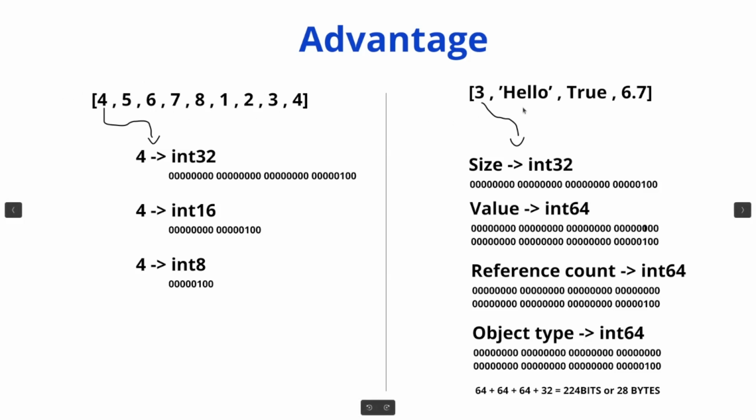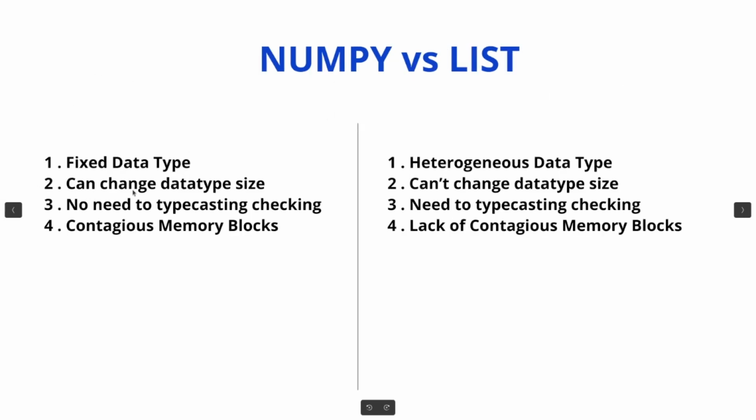But as you know from the Python basic list, we can save heterogeneous data types also. For example, in a single list we can save integer, string, boolean, or decimal. So that is the case in list, and in a NumPy array we can only save singular data type values. The second is can change data type size.